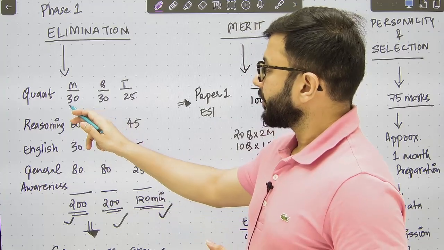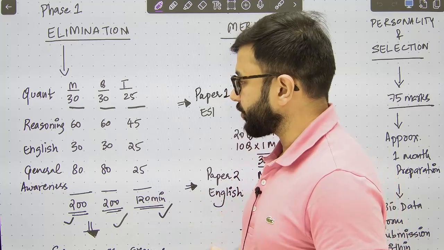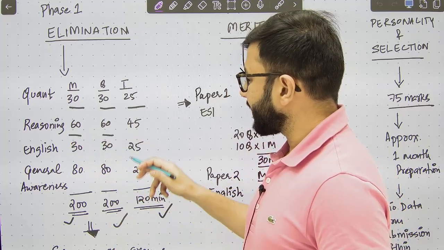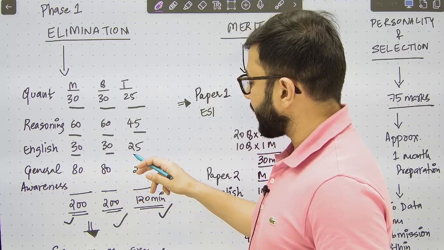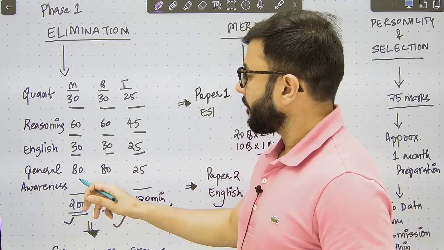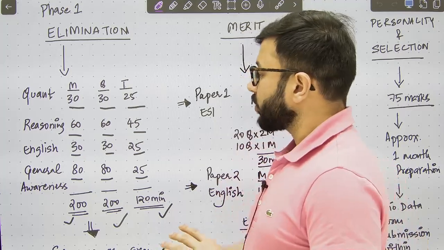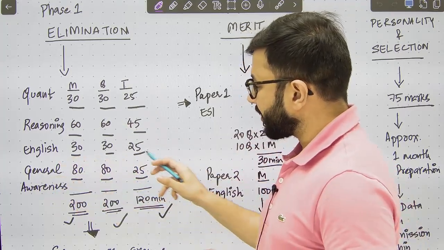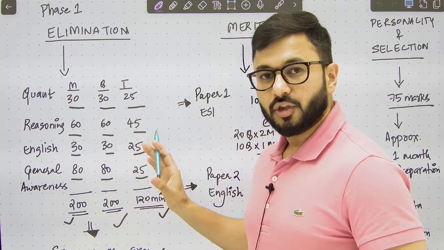In quant, there are 30 questions of 30 marks and the time allotted is 25 minutes. In reasoning, 60 marks, 60 questions, time allotted 45 minutes. In English, 30 marks, 30 questions, time allotted 25 minutes. In general awareness, 80 marks, 80 questions, time allotted 25 minutes. So you can see here, general awareness, majority of the marks being allotted here, but time still is not very large.